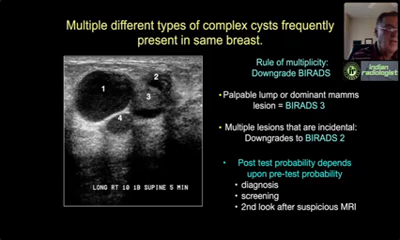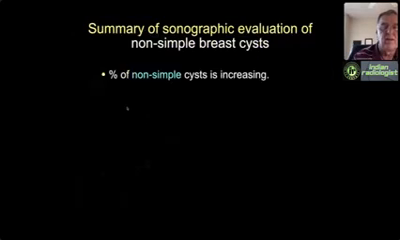Basically, if we're doing a whole breast exam, whether it's diagnostic or screening, and we see multiple incidental, non-palpable, non-mammographically visible lesions on mammograms, we downgrade that to BI-RADS 2 using the rule of multiplicity. We need to be able to do the same thing with ultrasound in order to not plug up our entire breast system with a lot of benign breast cysts that don't really need further workup.